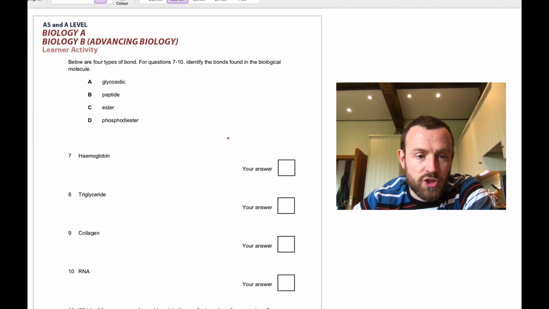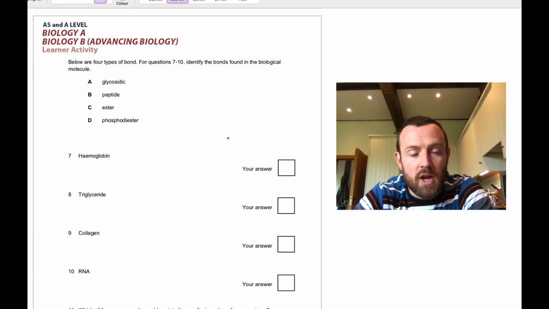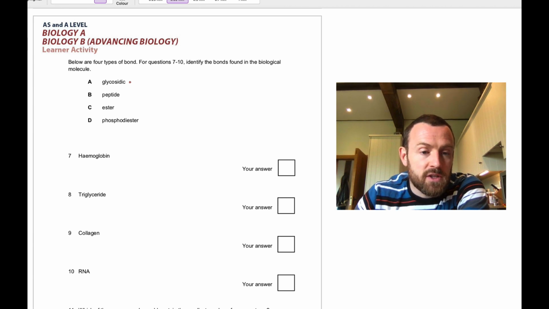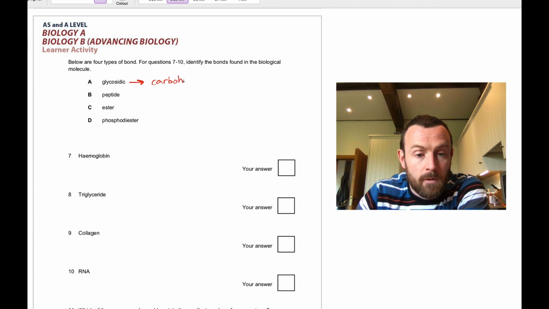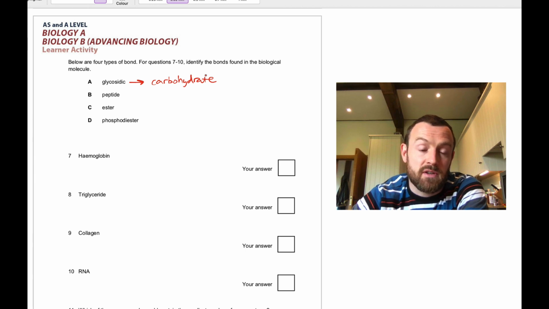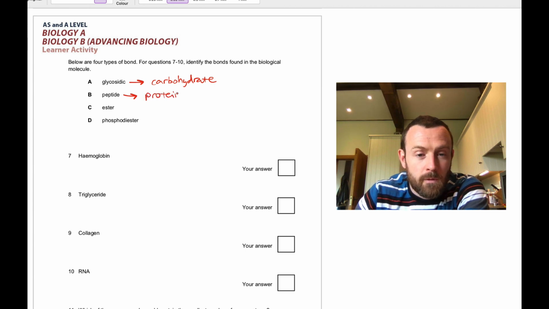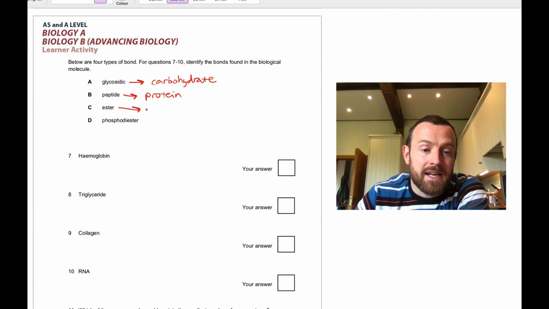Again, similar style of question. We've got a list of different types of bond, and then we want to know what type of molecule we would find them in. So glycosidic bonds, let's first look at each bond in turn. This would be found in a carbohydrate. So remember, we can have 1,4 or 1,6 glycosidic bonds found in different carbohydrates. Peptide bonds, well, that's easy. That's found in a polypeptide or a protein. Ester bonds, they are found in triglycerides or phospholipids. So I've given you the answer to one of them already.